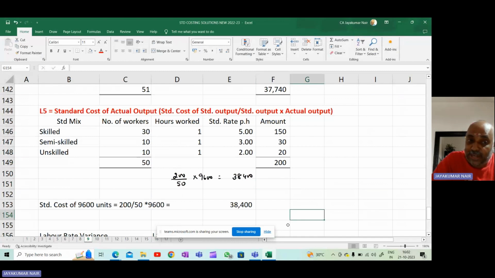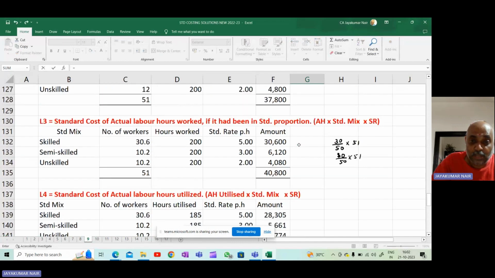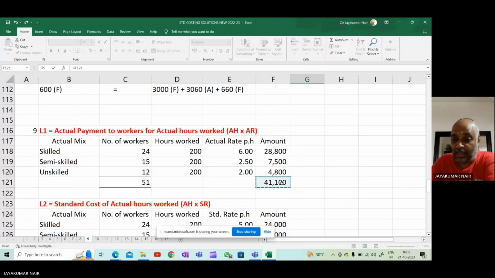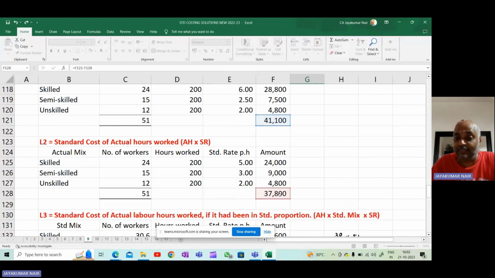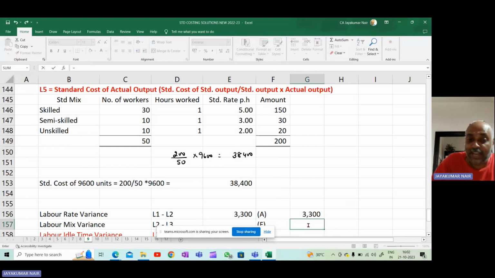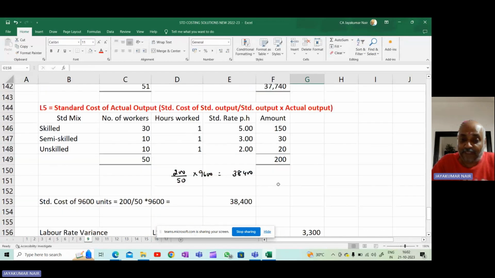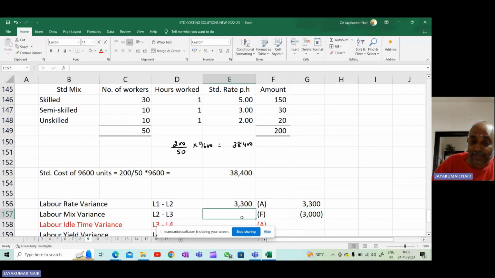After computing L1, L2, L3, L4, and L5, now we have to compute the labor variances. So what is labor rate variance? L1 minus L2. See, if it is positive, it is adverse. If it is negative, it is favorable. So this is positive. So I'll write here 3,300 adverse. Second one, I'll do L2 minus L3. If I subtract, I get minus figure. That means it is favorable, 3,000 favorable.